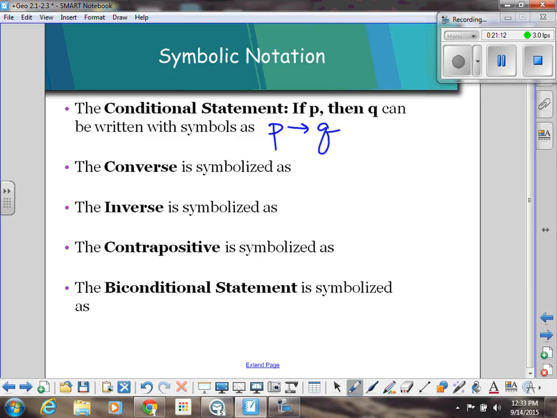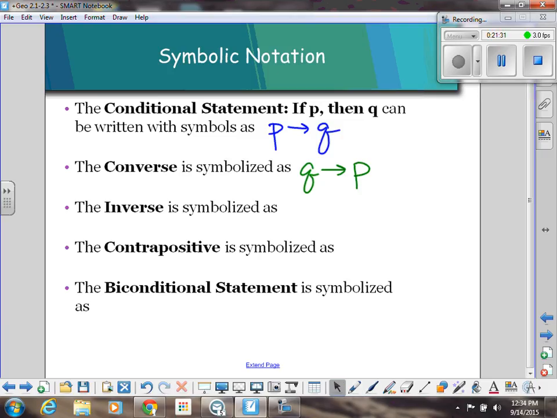Right, we already knew that. So the second one, the converse, can be written, that's going to be what? Converse is when we do what with the hypothesis and the conclusion? Switch. So that's going to be if Q, then P. So that's Q arrow P.